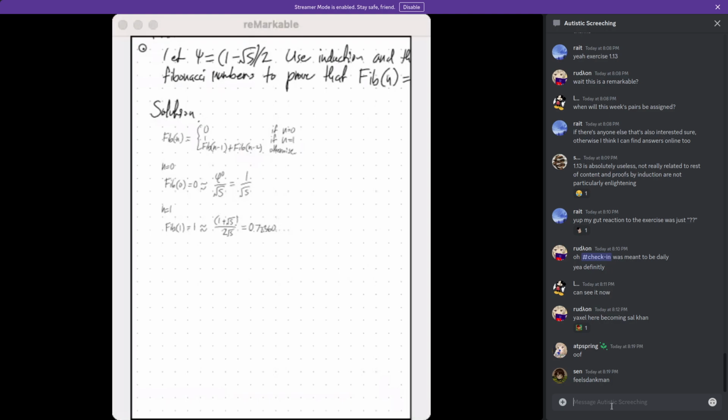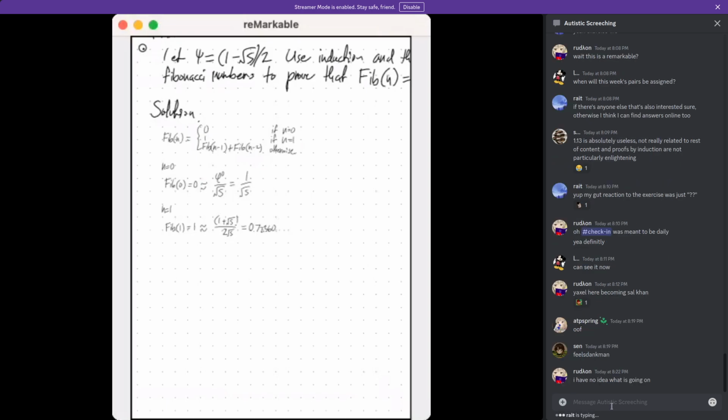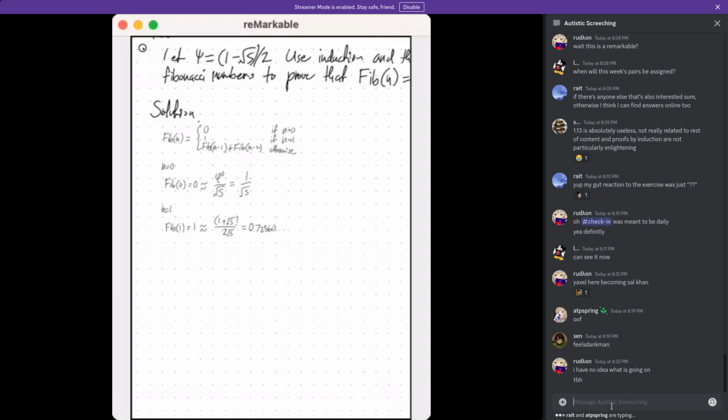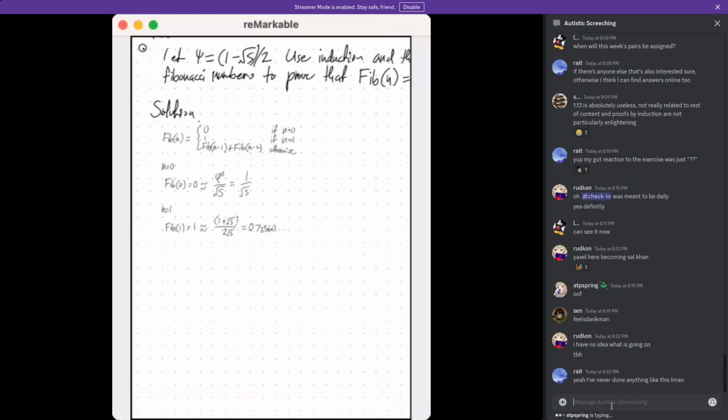I saw a few people typing. Yeah, I could see how this exercise would be a little annoying. It has also been a while since I've done these kinds of proofs. But for the sake of explaining it to you guys, I think I will simply look at the answer and then write it out in a way that will make sense.